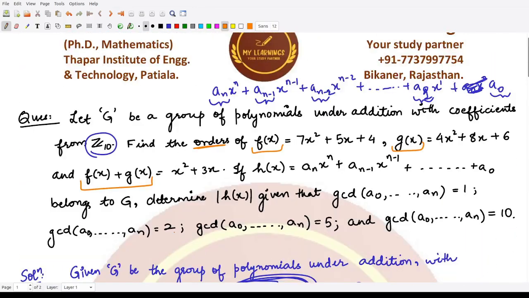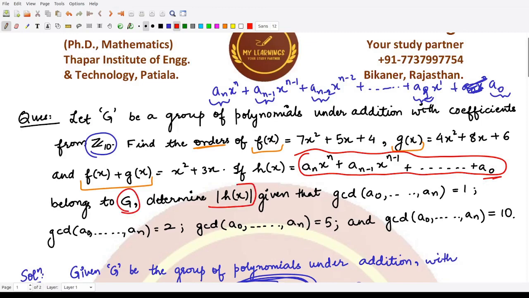Next part of the question says that if you have h(x) as some polynomial a_n x raised to power n plus a_(n-1) x raised to power n minus 1 and so on, we keep on doing like this until we reach the constant, which is a0. If this polynomial is a member of this group, then we need to determine the order of h(x) when we are given the 4 cases. In each of the 4 cases, we have to tell what is the order of h.